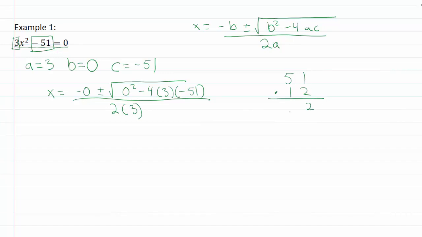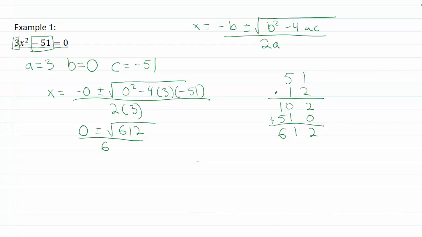So 2 times 1 is 2, 2 times 5 is 10, and then 1 times 51 will just give me a plain 51. 2 times 0 is 2, 0 plus 1 is 1, and 1 plus 5 is 6, so now I've got 612. Okay, and then the negative times the negative will make it positive. So now I've got my 0 out in front, plus or minus the square root of 612 all over 2 times 3 will give me 6.